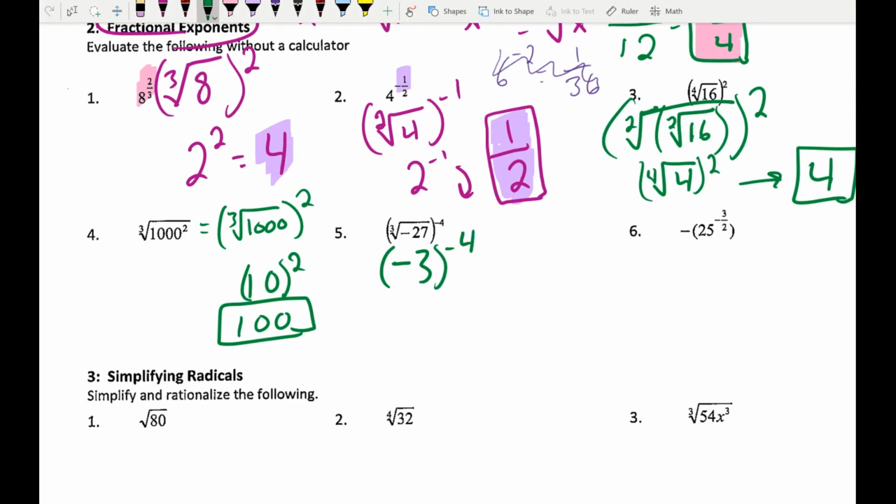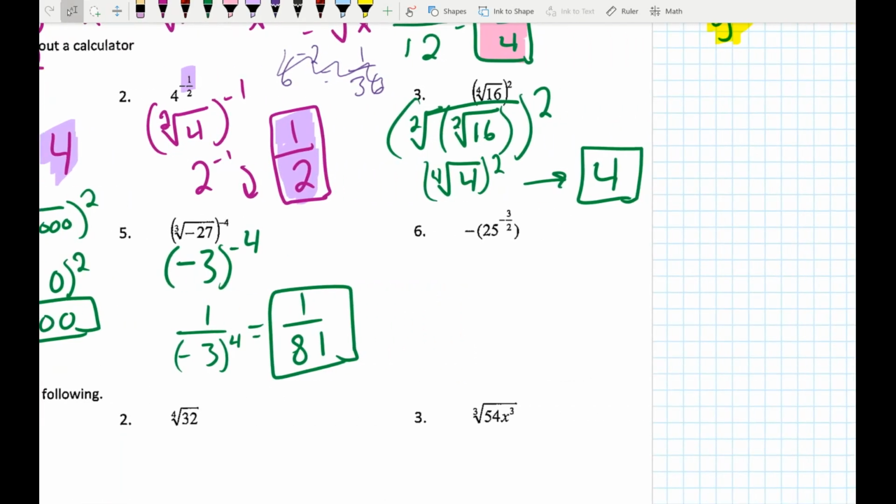I still have to put it to the negative 4. So does that mean the negative and the negative cancel out? No, that's not what that does. Remember that a negative exponent just flips it upside down. So we end up with 1 over negative 3 to the 4th. And if we take that one step further, we say 3 times 3 times 3 times 3, and the negatives cancel out because that's an even exponent. We end up with 1 over 81.